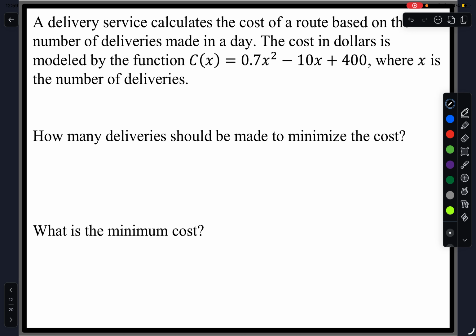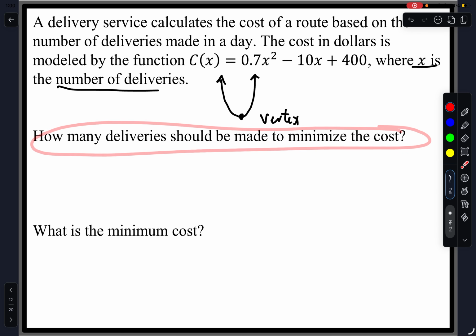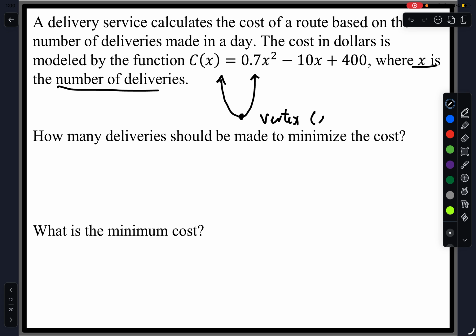Since this is a quadratic equation where the value of a is a positive number, that means we're going to create a parabola that opens upwards, and the vertex is going to be the lowest point. Since x represents the number of deliveries, we're looking for the x value of the vertex.